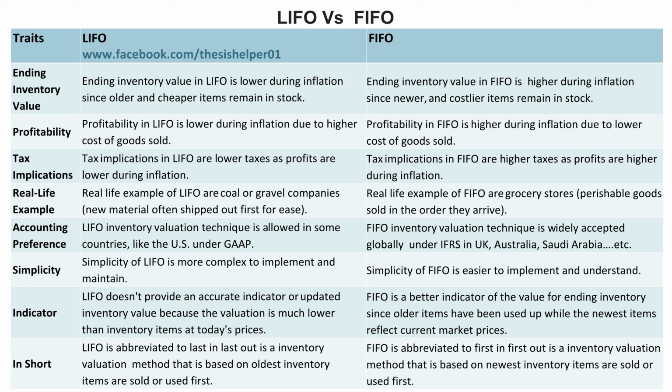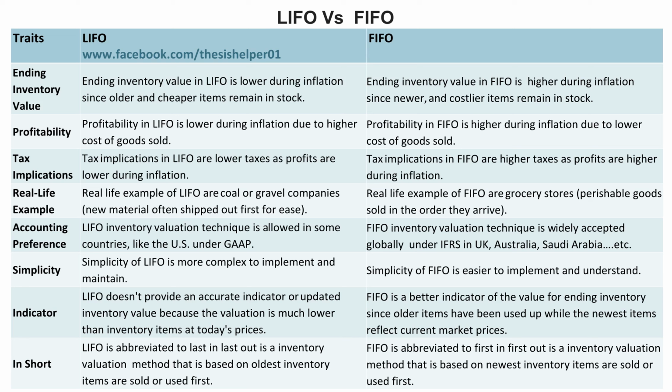LIFO is more complex to implement and maintain, whereas FIFO is easier to implement and understand. LIFO doesn't provide an accurate indicator of updated inventory value because the valuation is much lower than inventory items at today's prices. Whereas, FIFO is a better indicator of the value for ending inventory since older items have been used up while the newest items reflect current market prices.